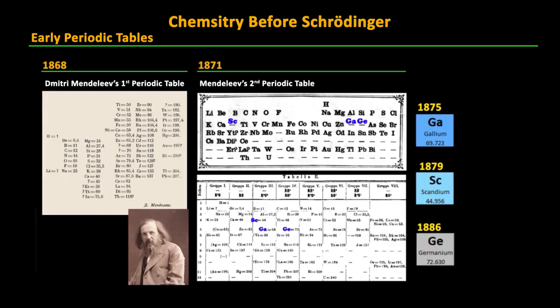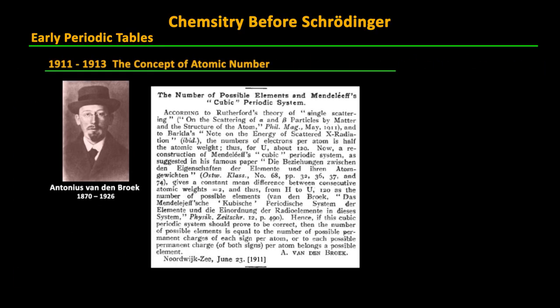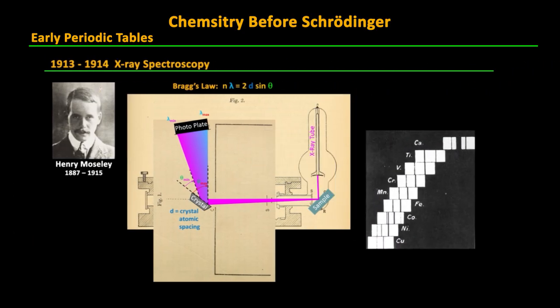In 1911, Antonius van der Broek proposed that nuclear charge, not atomic weight, was the proper way to sort the elements, a hypothesis that was confirmed by spectroscopy data published by Henry Moseley in 1914.